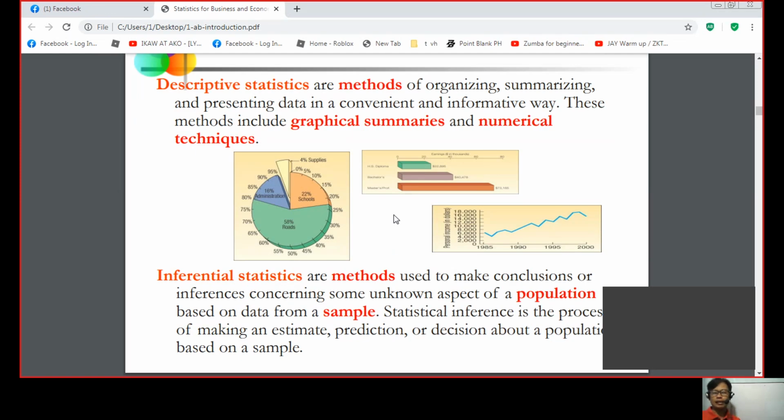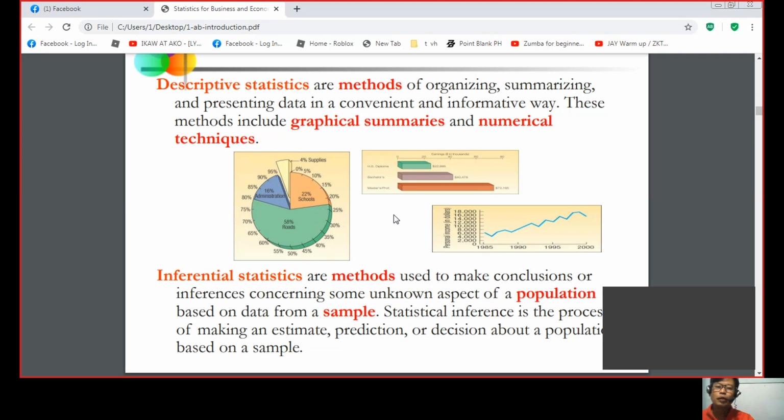Okay, next is the inferential statistics. Okay, our method used to make conclusions. Okay, very important, to make conclusions or inferences concerning some unknown aspect of a population based on data from a sample. Okay, so meaning there's a difference between a population and a sample. Statistical inference is the process of making an estimate, a prediction, or decision about the population based on a sample.